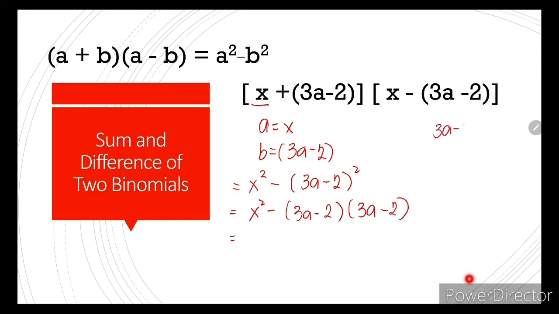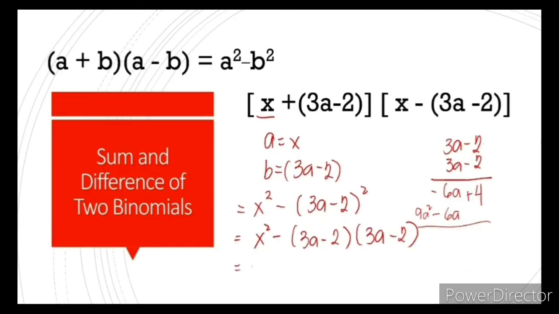So, let us solve (3a − 2)(3a − 2). Negative 2 times negative 2 is equal to positive 4. Next, negative 2 times 3a, we have negative 6a. 3a times negative 2, we have negative 6a. 3a times 3a is equal to 9a squared.